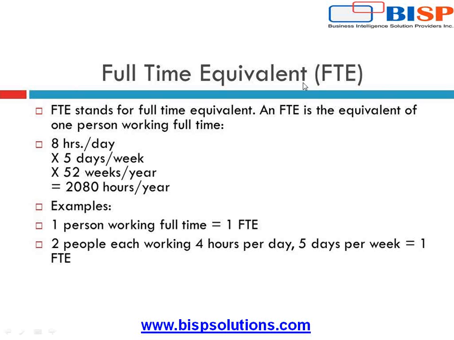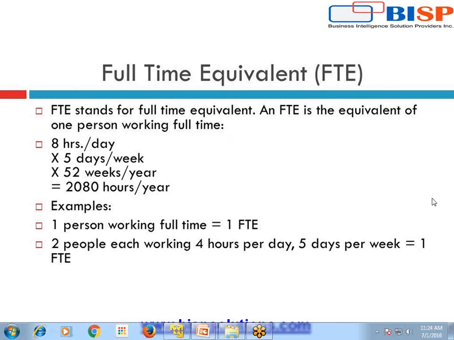FTE is called full-time equivalent and it is a measurement of calculating working hours. Okay, and FTE is the equivalent of one person working full time. The formula is fairly simple. If you look at over here, we identify 8 hours per day for 5 days in a week for 52 weeks in a year. Total working hours would be 2080 hours per year. So if you'd like to calculate in terms of FTE, if one person works full time, it is called 1 FTE.